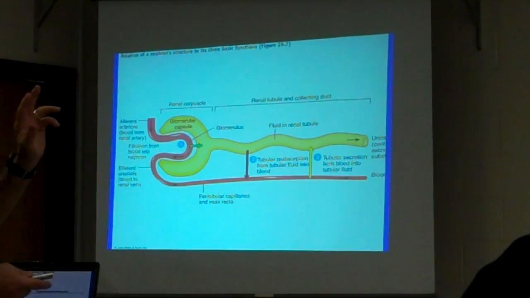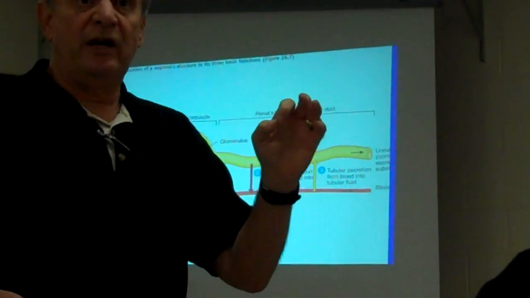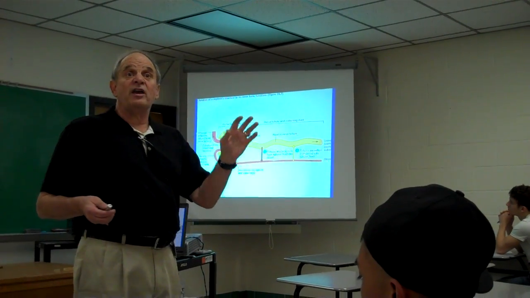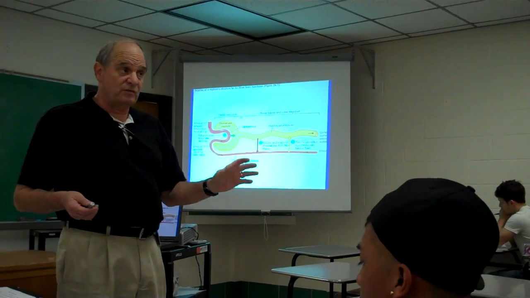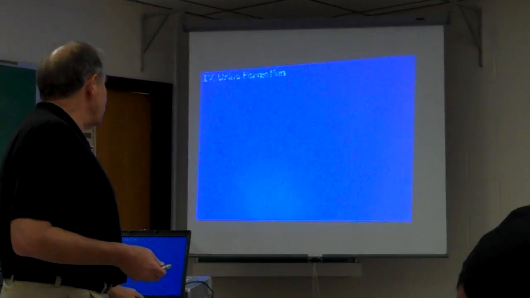Now let me show you. So there are three things we're going to be talking about: filtration, reabsorption, and tubular secretion. Those are the three things we talk about in the function of a nephron, how it works. Remember, the nephron is the functional unit. So here's the way all this goes. It goes like this. Okay, so we come on down.